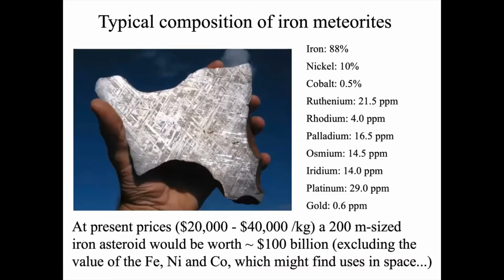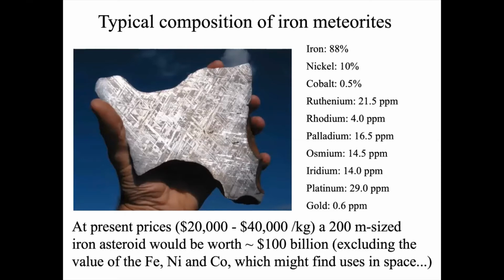So Hilary's talked already about the composition of meteorites, and we infer from the spectral types and spectral similarities between asteroids and meteorites that we can guess what particular types of meteorites have come from which particular types of asteroids. So here is a hand specimen of an iron meteorite.